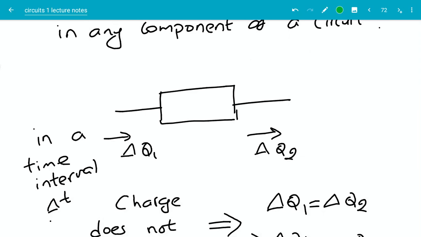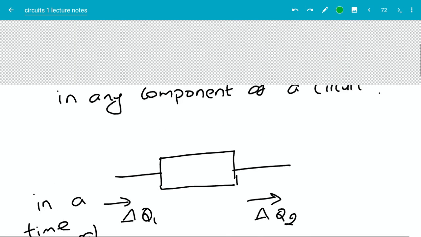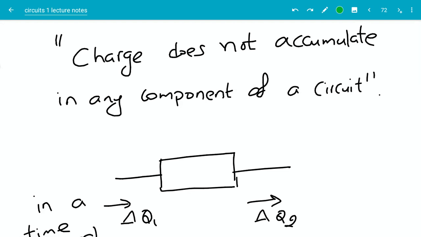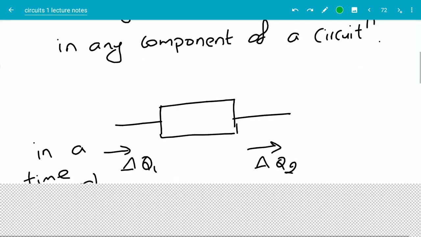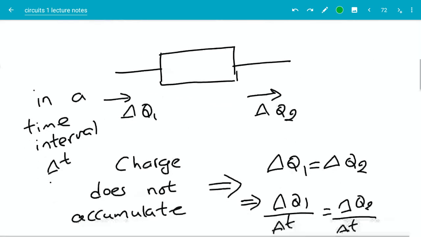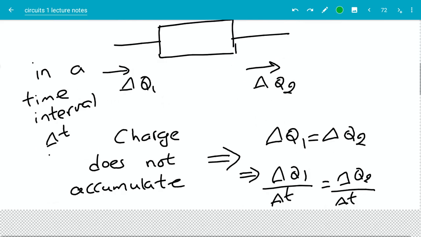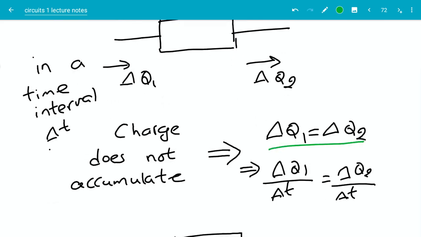and in that time interval delta t, delta q1 of charge goes into the component and delta q2 comes out of the component on the right hand side. If we apply this statement, charge does not accumulate in any component of the circuit, that means the total charge going in should be equal to the total charge going out. That means delta q1 should be equal to delta q2.